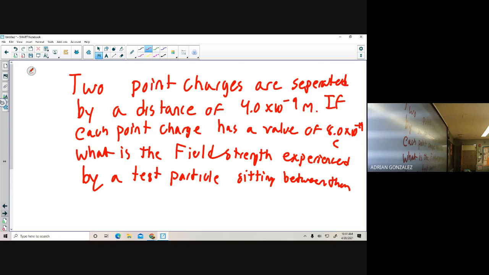A Tesla is Newtons per coulomb times meter, if I look that up. Or really, it's Newtons per ampere meter.